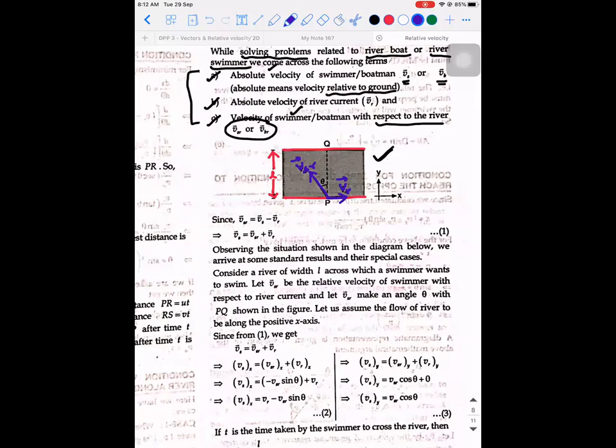Why I wrote velocity of swimmer with respect to river is, with respect to the river, he has started moving in a specific direction, making an angle theta with the vertical, so that he will be able to reach the other end, depending on what conditions he needs to achieve. So what do I have out of the 3 parameters here? How many parameters we have in our hand? We have the velocity of the river and the velocity of the swimmer with respect to river. Now, what is going to be the absolute velocity of the swimmer? That is what we need to answer. What will be the absolute velocity of the swimmer?